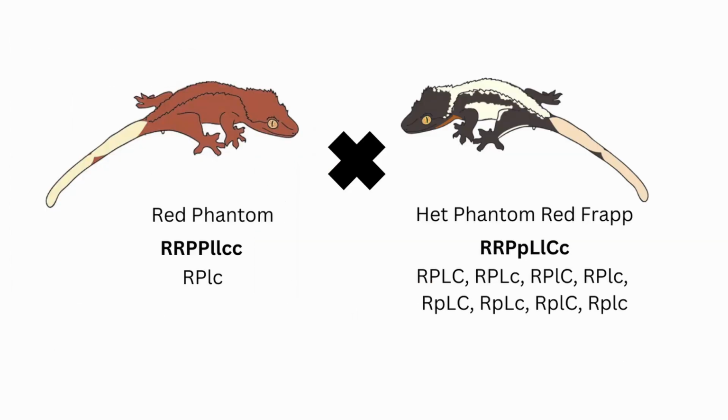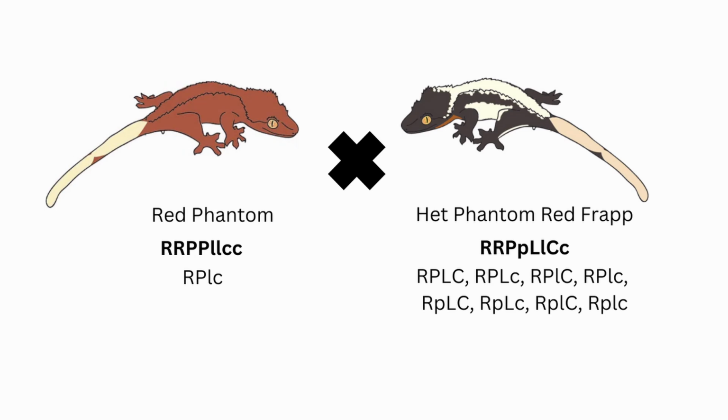Now we have to write down what we think that these genes are. Thanks to the lineage and the phenotype, which is how a gecko looks, we can get the genotype, which is what the genes are. As I've said before, since the red and the phantom gene are both recessive, if we see it, it means that it's carrying 2 copies of that gene. Therefore, the red phantom is going to be big R, big R, big P, big P, and small l, small c, because we don't see the lily white and don't see the cappuccino.